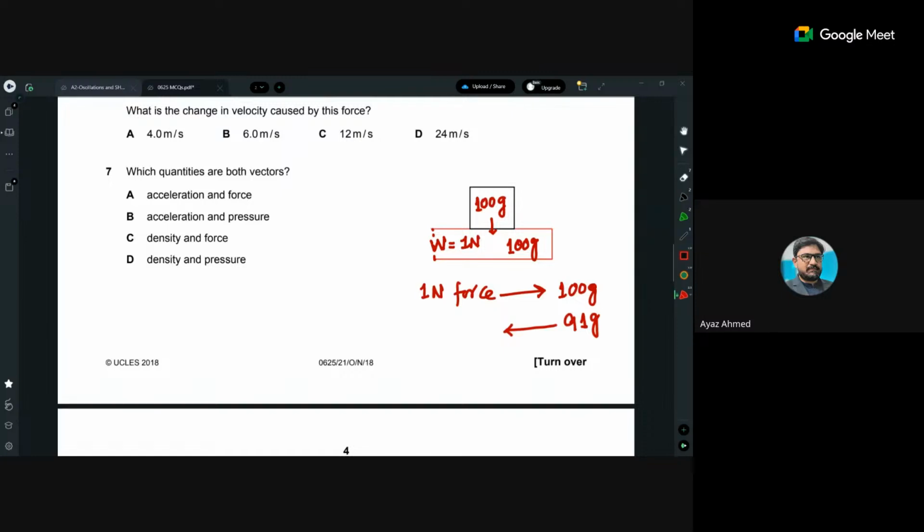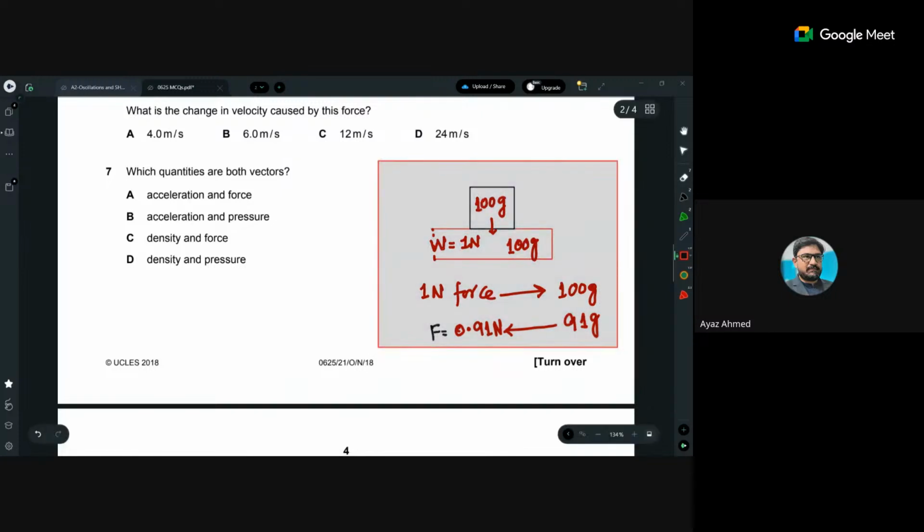91 grams will be equal to how many Newtons? Then 1 gram, 100 grams. Yes, understood, it is divided by 100. So this is the game in this question: if you have a 91 gram reading, it would show 0.91 Newton.